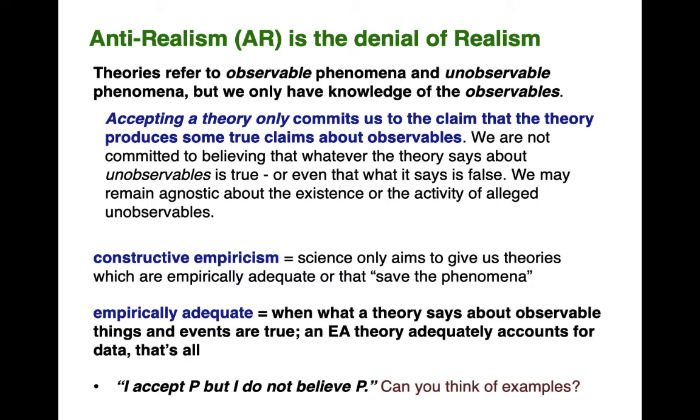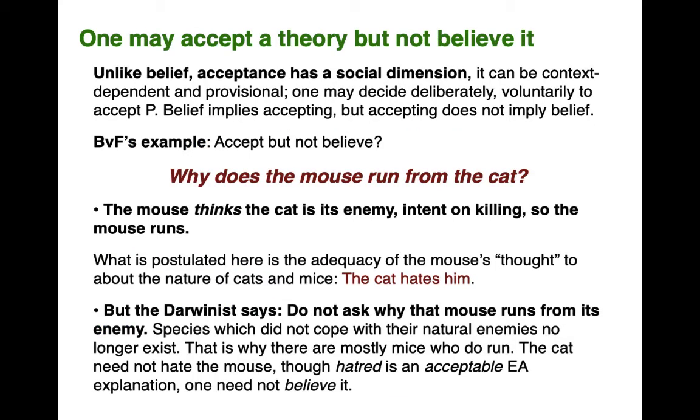There is this difference then between accepting a claim and believing it. There's a difference between accepting a hypothesis or theory and believing it. I want to make that clear here. Can you think of examples? You can accept a theory but not believe it. Unlike belief, acceptance has a social dimension. It can be context dependent and provisional. One may decide deliberately, voluntarily to accept P. Belief implies accepting, but accepting does not imply belief.